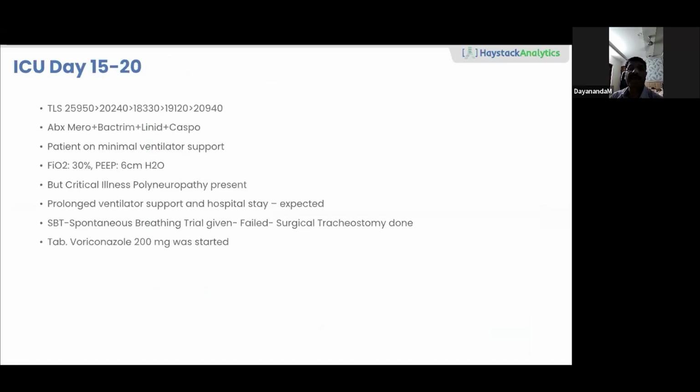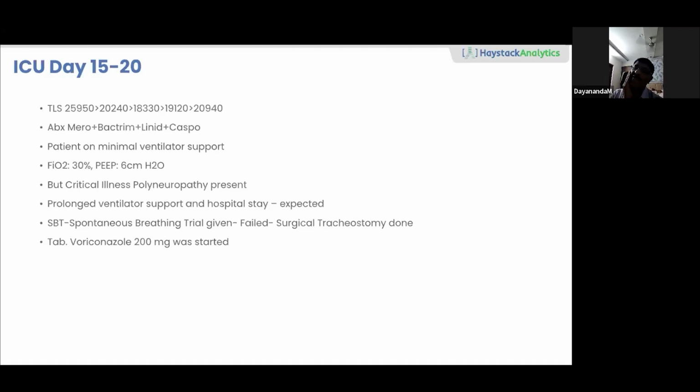Next slide, please. So further, the antibiotics meropenem, Bactrim, linezolid, as well as caspofungin were going on. The patient came down to minimum ventilator support, like FiO2 of 30%, PEEP of 6. But she was weak generally, like she had polyneuropathy, and considering that she was requiring prolonged ventilator support and hospital stay, a spontaneous breathing trial was done, which she failed. So she was taken up for a surgical tracheostomy.